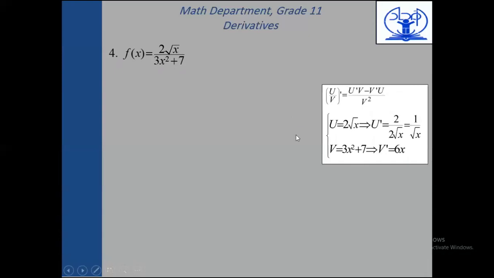Next function is 2 radical x over 3x squared plus 7. Again, this is in the form u over v, where u is 2 radical x, and you should know its derivative, and v is 3x squared plus 7, and clearly its derivative is 6x. Applying the rule of u prime v minus v prime u over v squared.